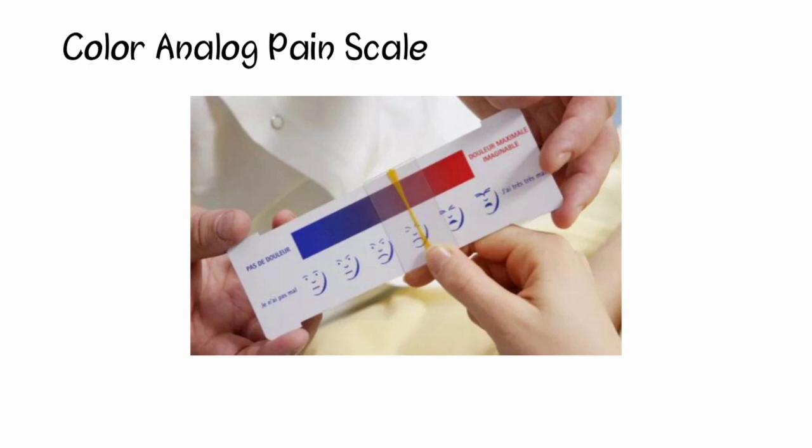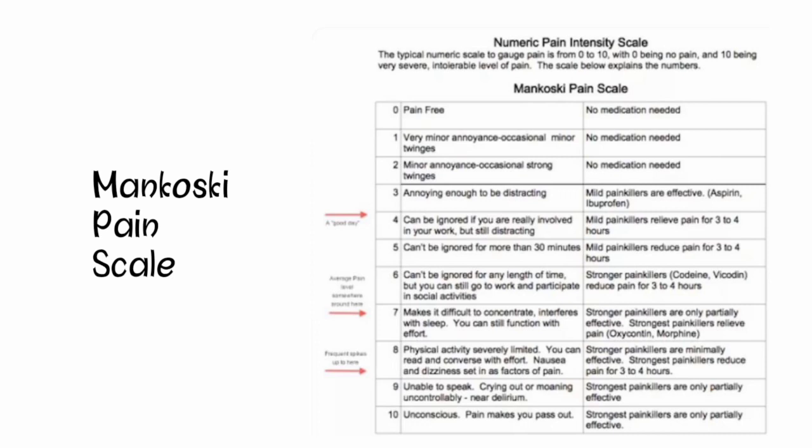Now our next pain scale is the Minkowski pain scale, and this uses numbers and specific descriptions of the pain to ensure your healthcare provider understands your pain. And the descriptions are detailed. They include phrases such as very minor annoyance, occasional minor twinges, or cannot be ignored for more than 30 minutes. And after reading the descriptions, you can tell the provider which number best fits your pain level.